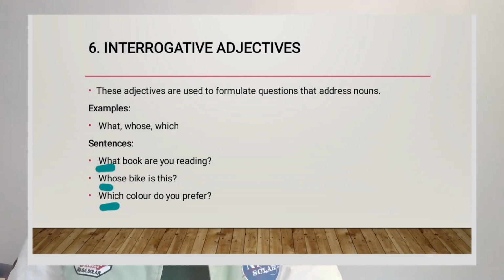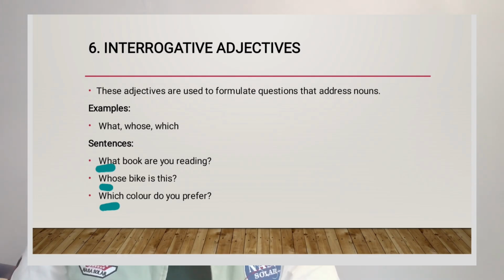All right. And let's move on to interrogative adjectives. These adjectives are used to formulate questions that address nouns. For example, what, whose, and which. What book are you reading? Is our first example in a sentence. What book are you reading?